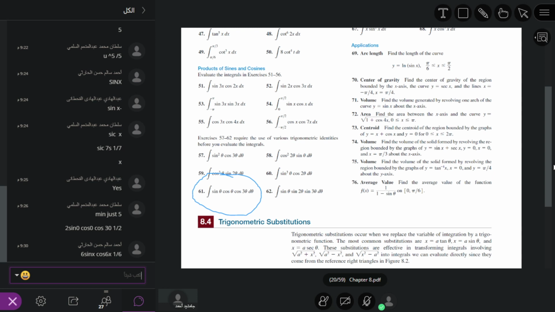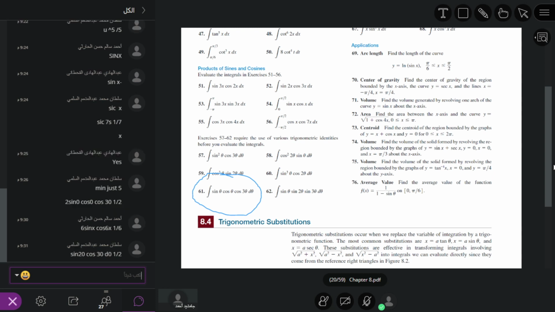No, no, 1 over 6. What is this, Ahmad Salim? Wait, wait, wait. What are you doing? No, no. So here you will write sine 2 theta, cosine 3 theta. Yes, sine 2 theta, cosine 3 theta. Here, Ahmad Salim, you are not correct. So thus we get here 1 over 2 integral of sine 2 theta, cosine 3 theta, d theta.